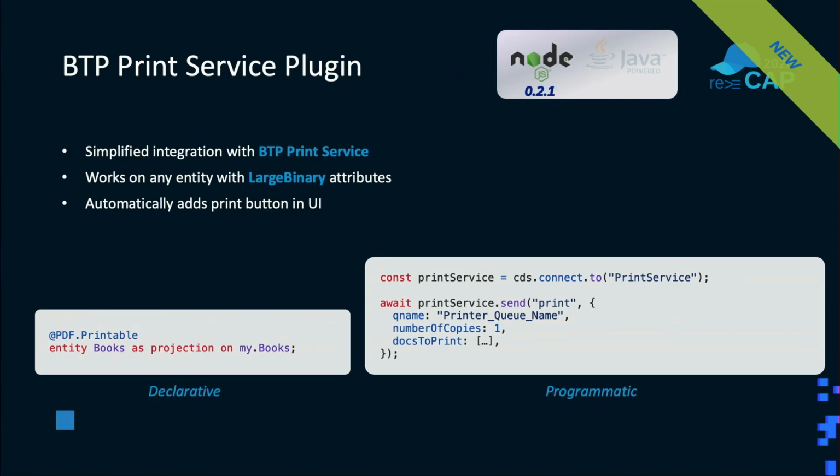Last but not least, I want to mention the BTP print service plugin, which lets you integrate with the BTP print service very easily. Again, following a declarative approach, all you need to do is annotate your data model. It works on any entity with large binary attributes that can be printed. And then it also automatically adds a print button in the UI. And you can also use it programmatically.